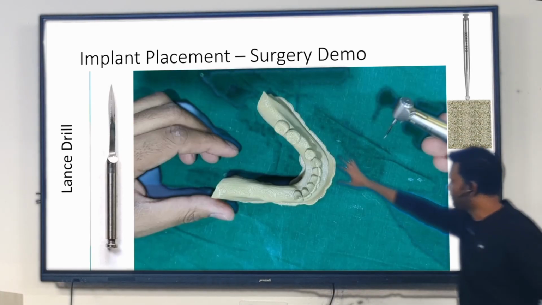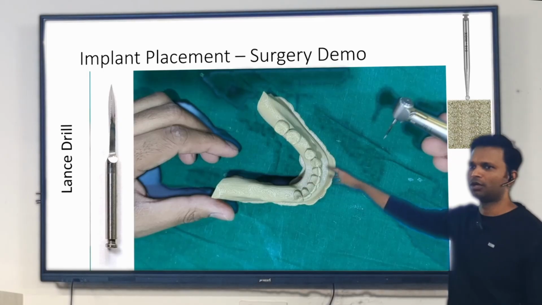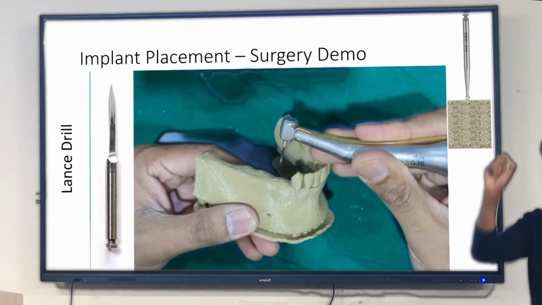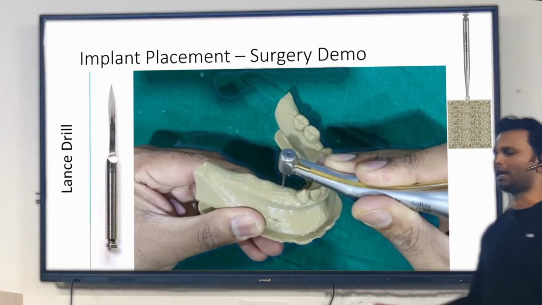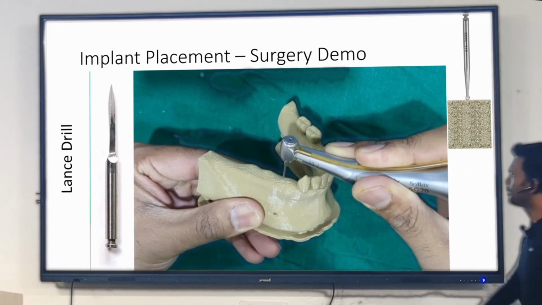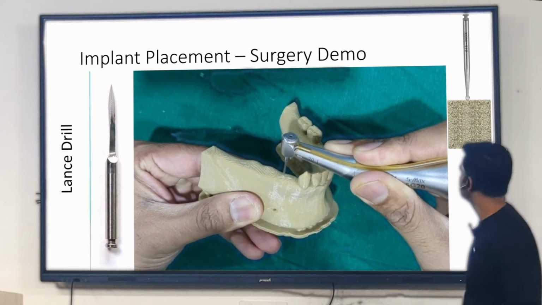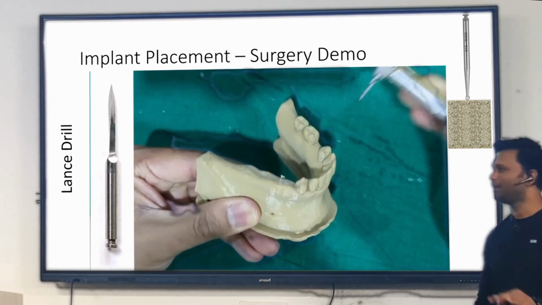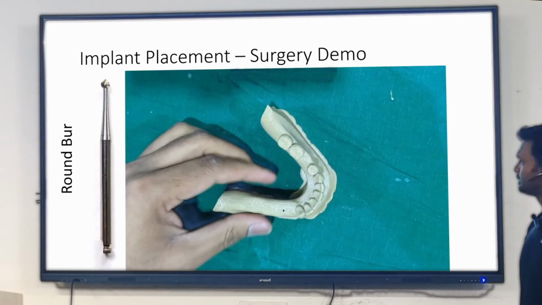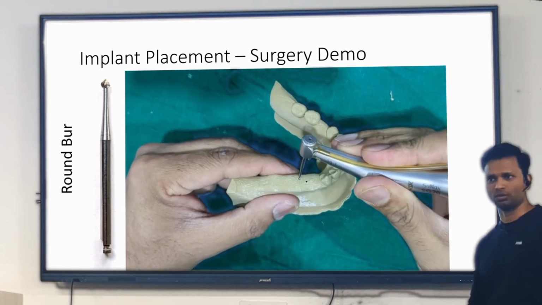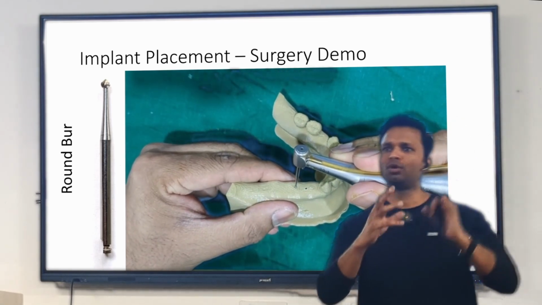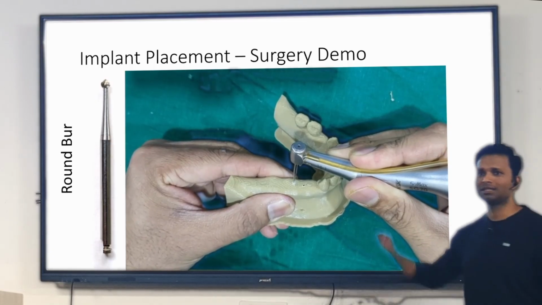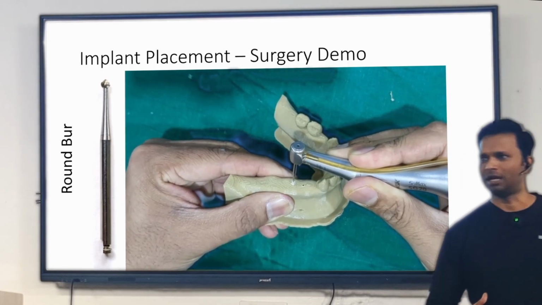So this is a 3D printed mandible, but you can assume this is the mandible of a patient. What I'm going to do is use a lance drill to mark the site where I'm going to place the implant. You can see I'm using a 20:1 reduction handpiece. The same thing can be done with a round burr. The site can be marked with a round burr also. So the lance drill and round burr both have the same usage, marking the site where we are going to place the implant.